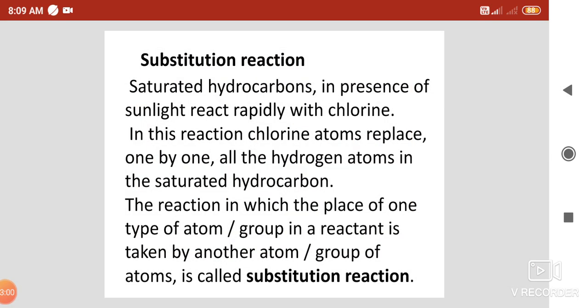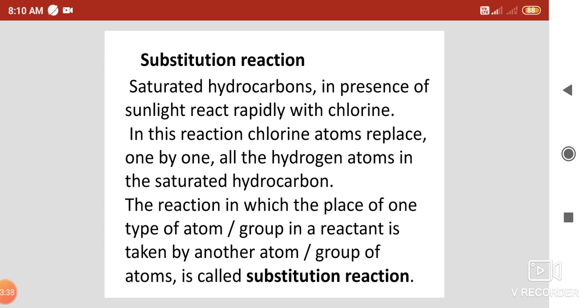Let us see the third reaction, that is called substitution reaction. A substitution reaction is a reaction in which an atom or group of atoms is replaced by another atom or group of atoms. In organic compounds, or in the hydrocarbons, when the hydrogen is replaced by another atom or group of atoms, then that reaction is called a substitution reaction.